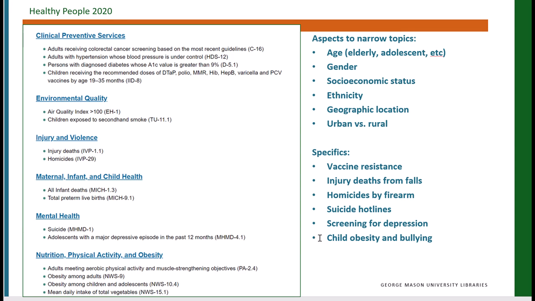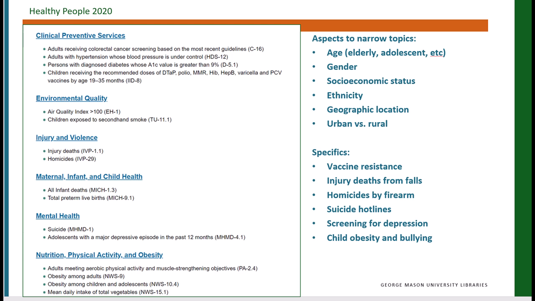When doing your searches and looking for a research topic, it's important to narrow your topic so that it's something that is researchable. One of the problems is if you put in something that's very, very broad, you're going to get thousands and thousands of articles, and it's really hard to narrow down the topic.